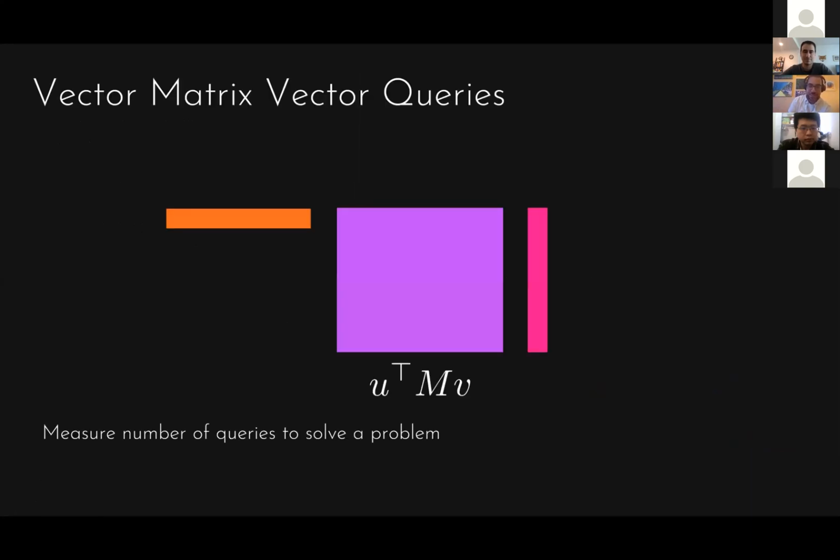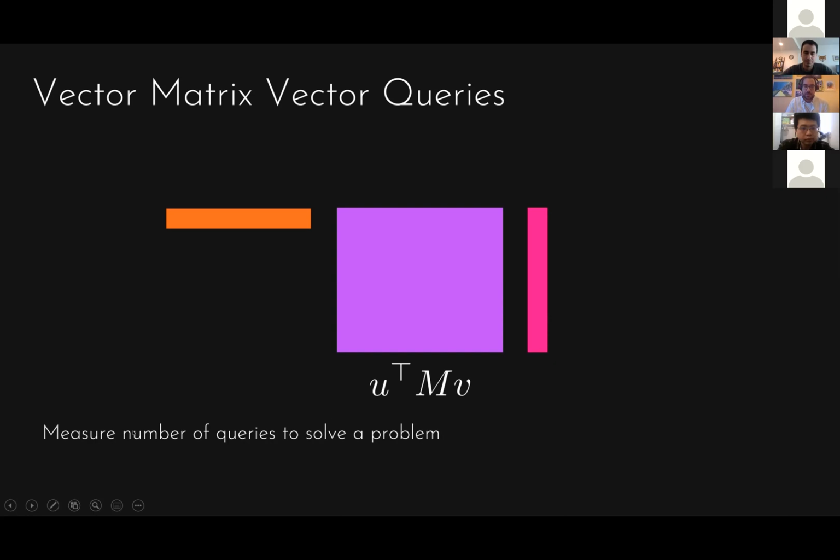Okay, so what is this query model? Basically, you get to query a matrix. So this is some unknown matrix M. And the way to query it is you get to choose two vectors U and V, and you just get U transpose MV. And so there's some fixed field, and say this is F2 or the reals or whatever.